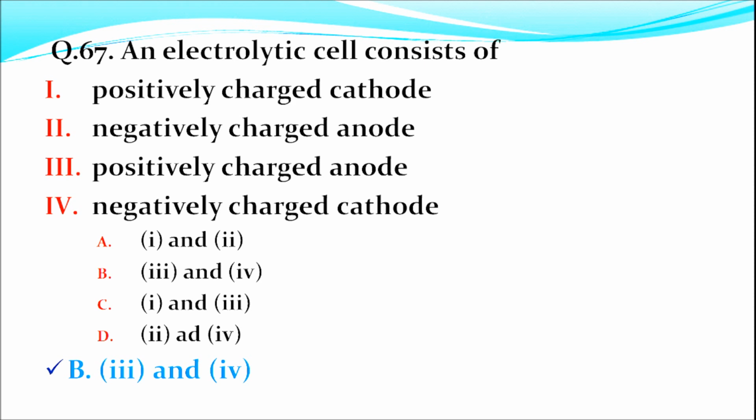Next question. An electrolytic cell consists of option 1 positively charged cathode, option 2 negatively charged anode, option 3 positively charged anode, and option 4 negatively charged cathode. Out of the four options, which is correct? Option A 1 and 2, option B 3rd and 4th, option C 1 and 3rd, and option D 2nd and 4th. An electrolytic cell consists of a positively charged anode and a negatively charged cathode. That means option B, 3rd and 4th, is correct.